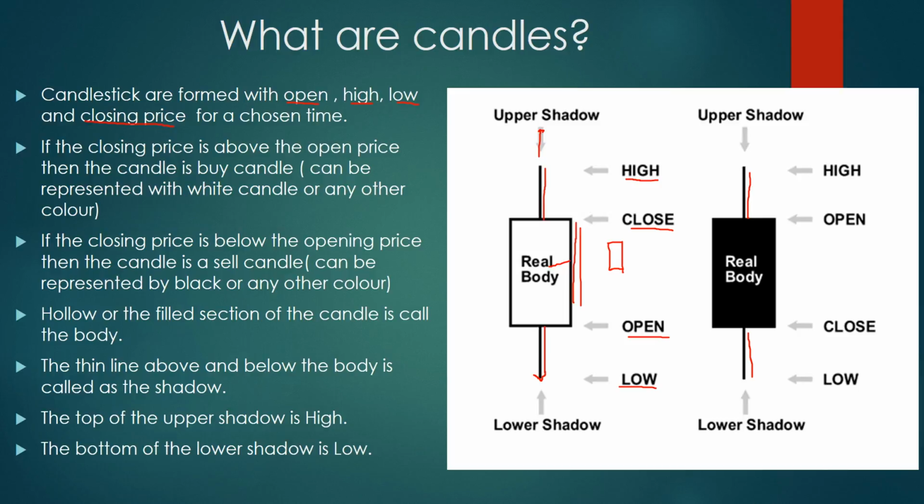The end of the shadow on the upper side is called the high, whereas the end on the lower side of the shadow is called the low. The high and the low represent that the market went to a certain extent upwards and also to a certain extent downwards.